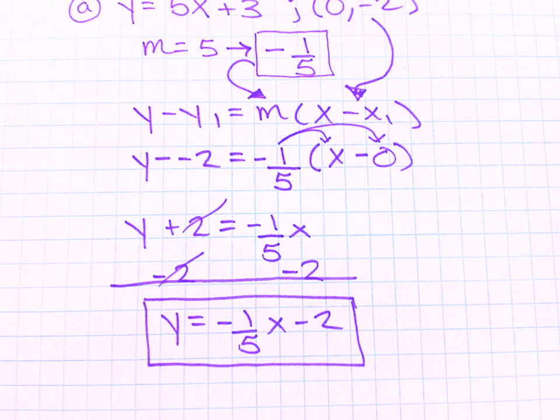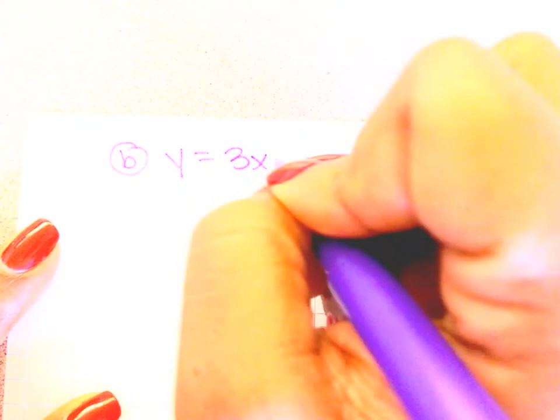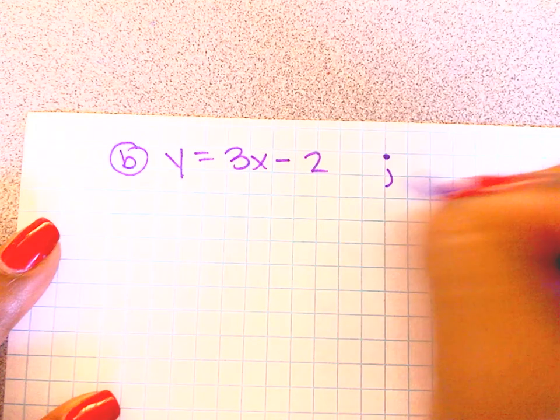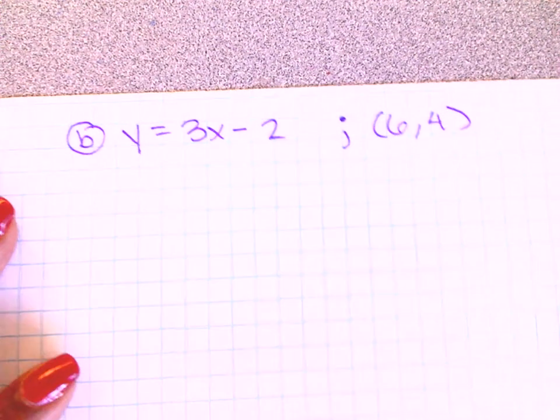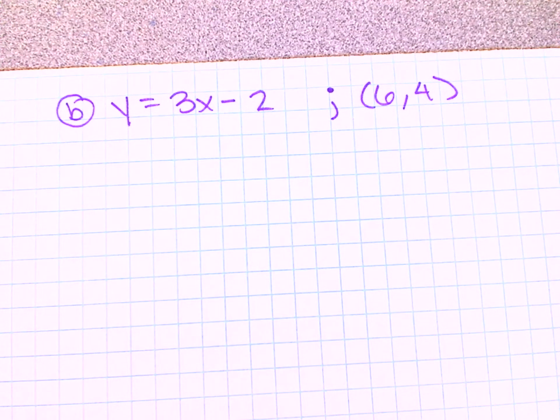Guys, ready for the last one? Yes. Okay. Last one, and we're going to do check for understanding. Letter B. Y equals 3x minus 2. They give me the point (6, 4). Now the directions are the same. I want a perpendicular line.